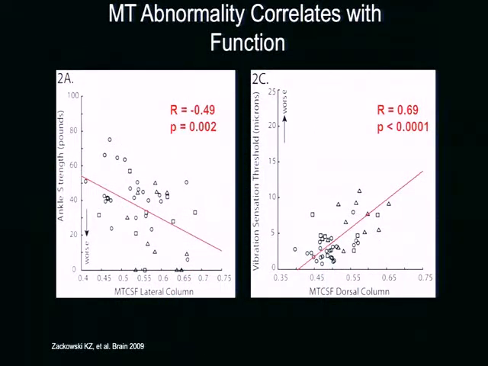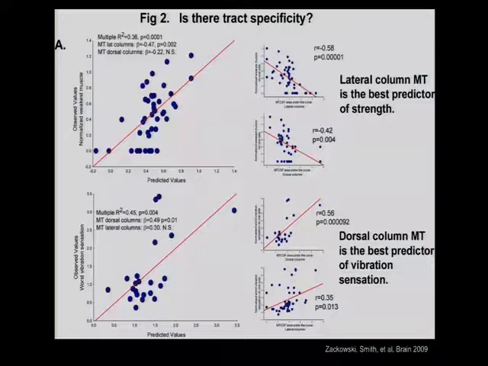Because I'm gonna cover a lot of ground, I didn't bring in the brain comparisons to show you the same relationships, how they appear in the brain, but I feel that most of us know what the structure-function relationships oftentimes are in the brain. You know, we see correlations of 30%, and we're quite pleased with that. But what we see in the spinal cord is that on the left side, when you look at the lateral column MT values with ankle strength, we find that there's quite a strong significant correlation.